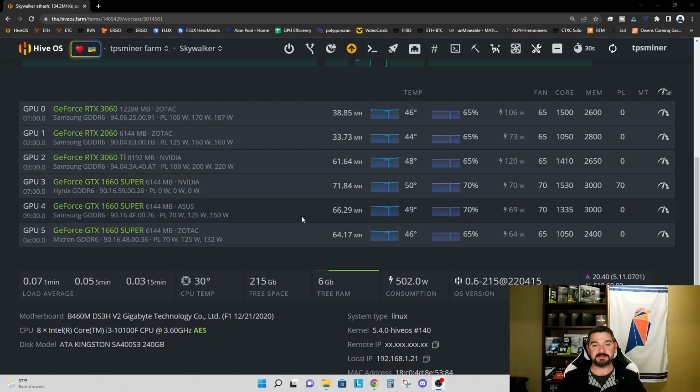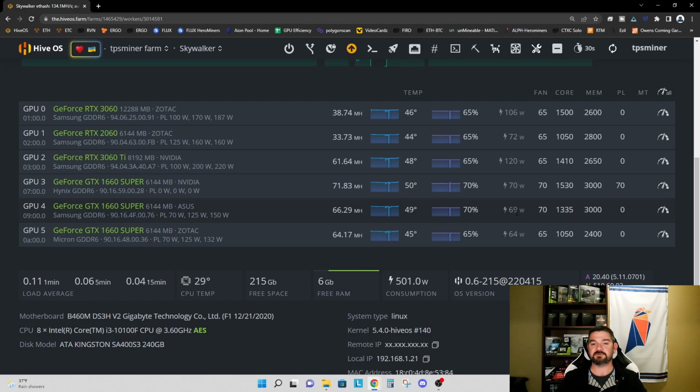But with the ASUS with Samsung memory, we were only able to get the core locked up to 1335 and still see improvements in the hash rate. So once we got above this 1335, we weren't seeing any improvements in the hash rate, but we did continue seeing increases in the power draw.